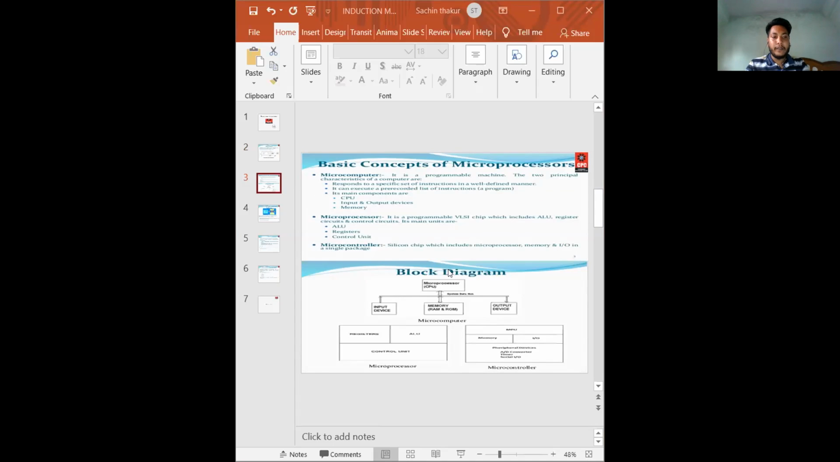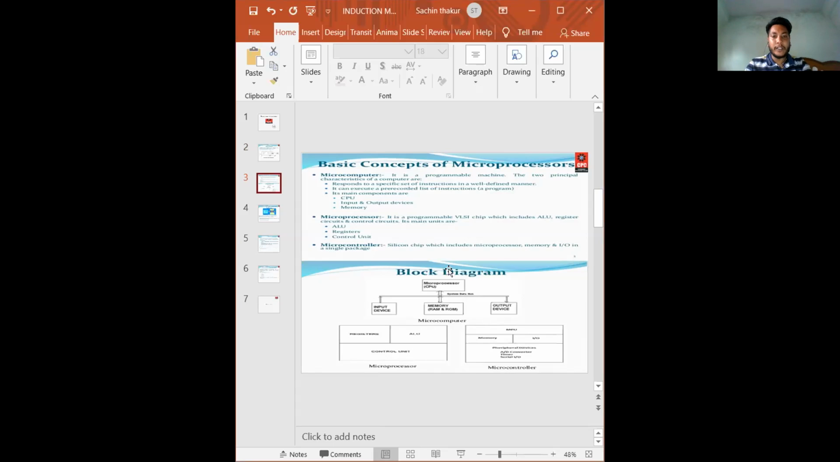If we talk about its definition, a microprocessor is a multi-purpose programmable device that accepts digital data as input, processes it according to the instructions stored in its memory, and provides the result as output. Basically this microprocessor has three units: ALU, register, and the control unit.